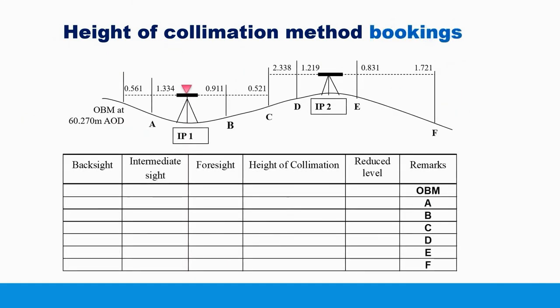Okay, so let's explain this in a different way using a solved example. To use the height of collimation method, you need to arrange a table like this. The first 3 columns in this table, these 3 columns, these are the readings.